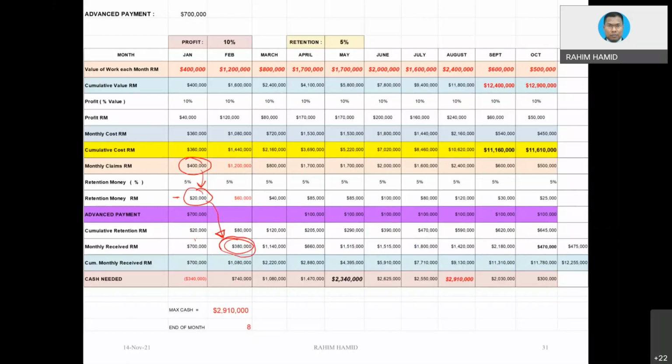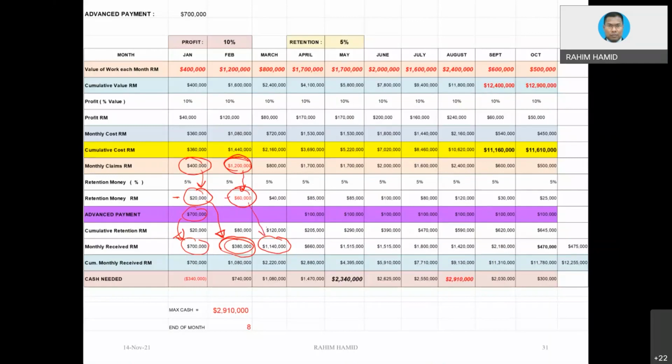700,000 is from this one. Actually, there is no work being done yet, but the money is there because you already got the advance payment. Okay, 1140 here. Where does this amount come from? Remember the second month, this is the amount that you did. You are entitled to get this amount, but you need to submit the claim first, and then the following month you will get the payment. But you need to deduct the retention money, which is 60,000, then you get this amount.